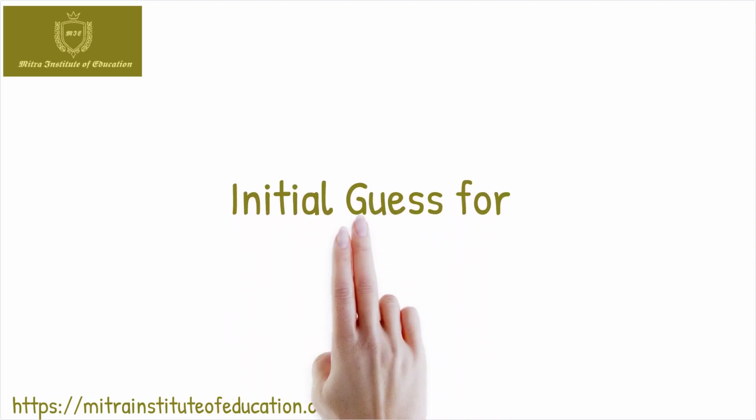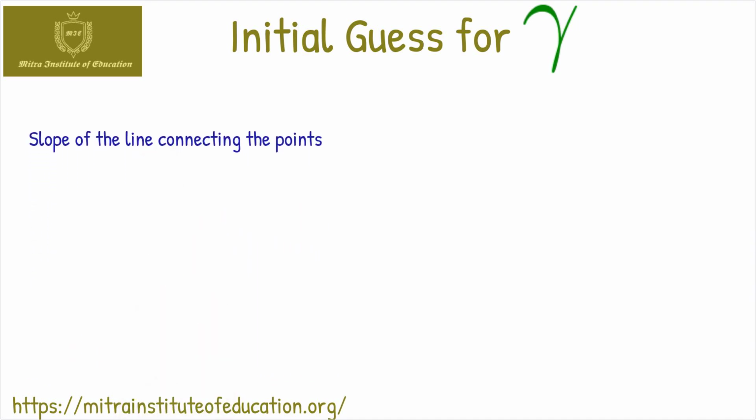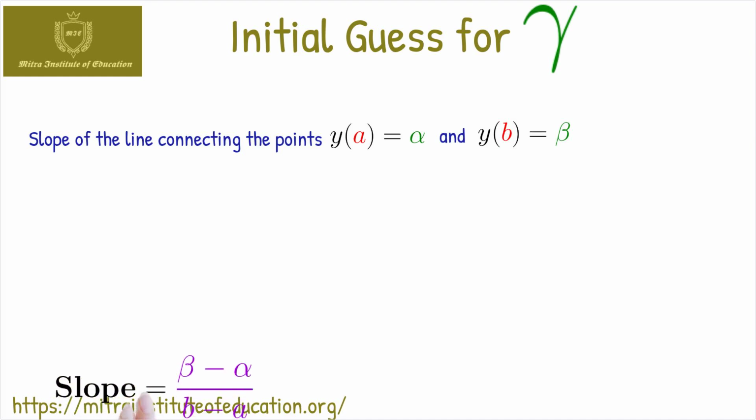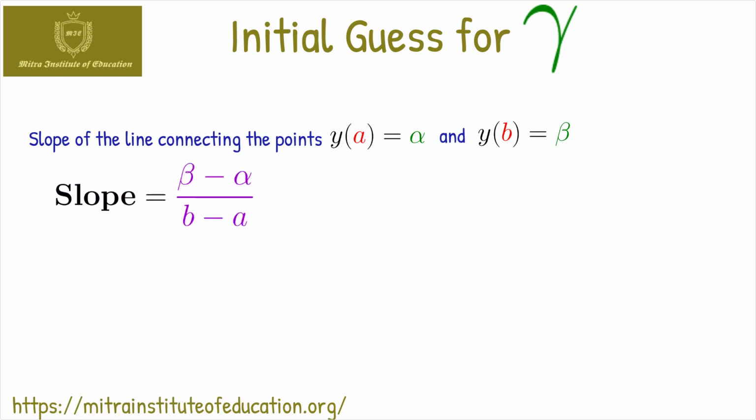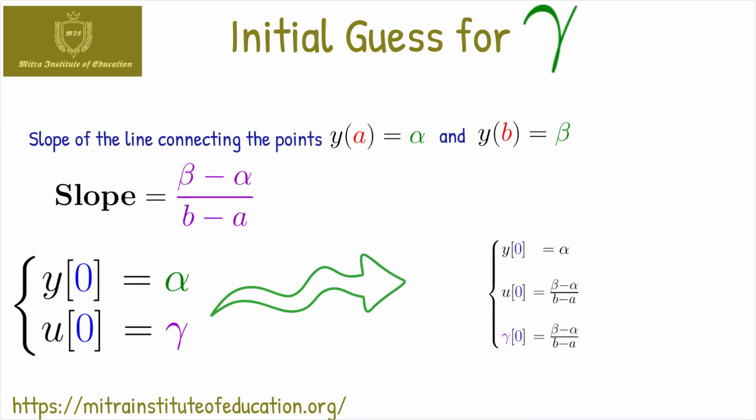A crucial step in solving boundary value problems is selecting an initial guess for gamma. A simple and effective approach is to use the slope of the straight line connecting the boundary condition points. This provides a reasonable starting point, ensuring the iterative process converges efficiently toward the solution.